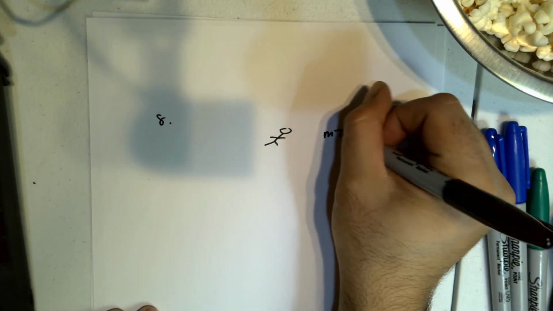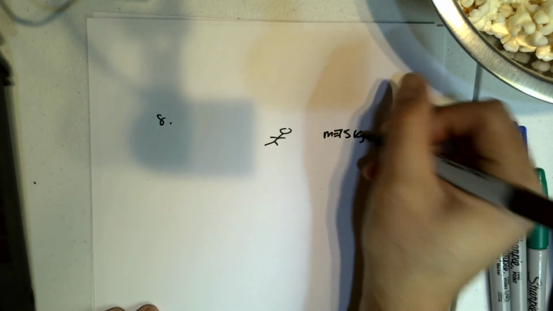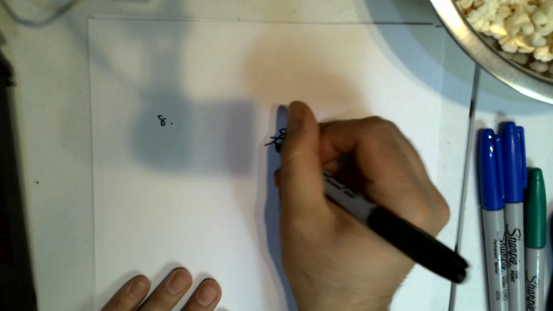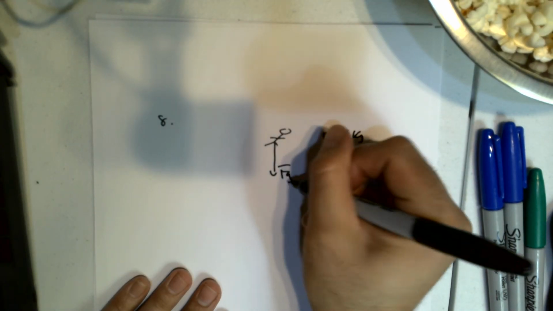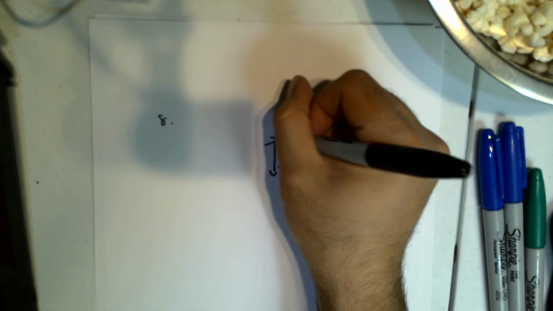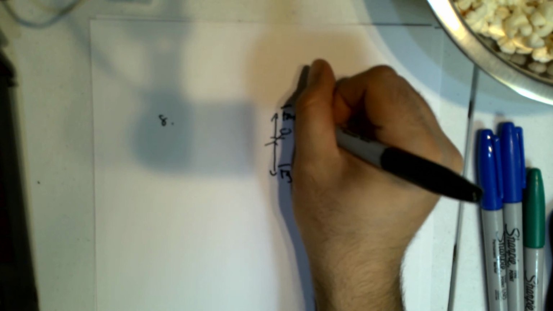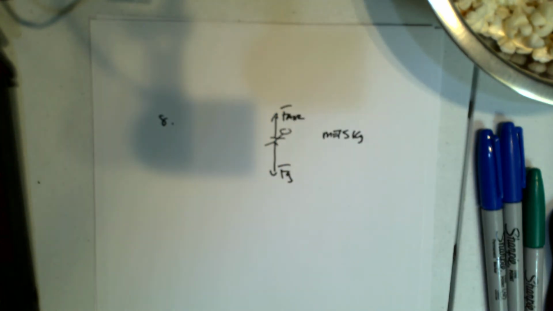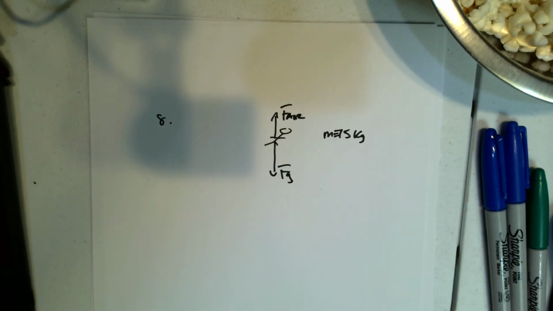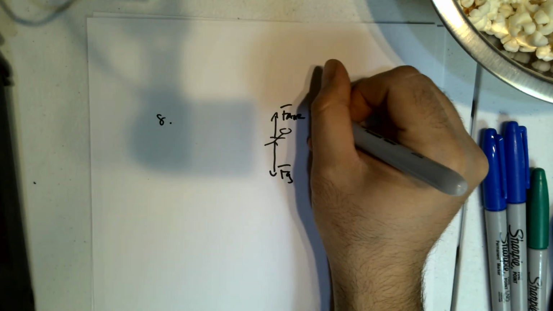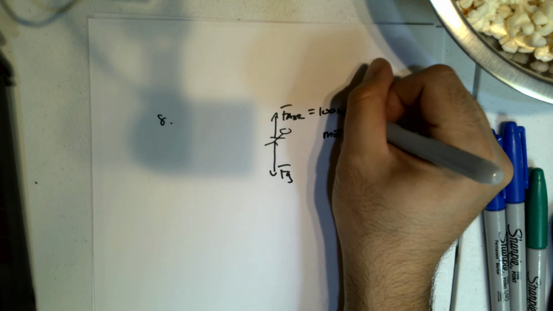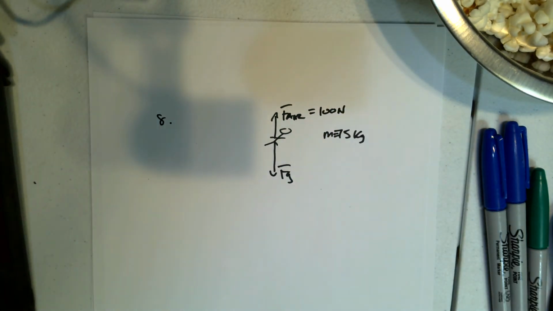We're told his mass is 75 kilograms. And there's a force of gravity acting on him. However, we were also told that there's a force of air resistance acting on him. So you have two forces acting on this person. And essentially, we're told what the force of air resistance is acting on the person. We said it's 100 newtons upwards.